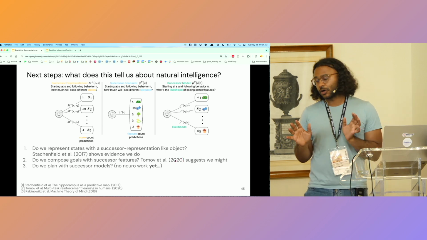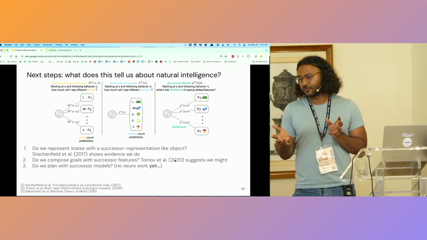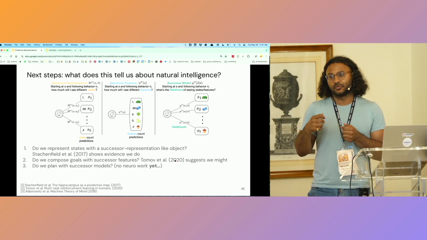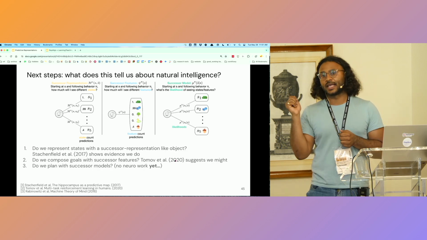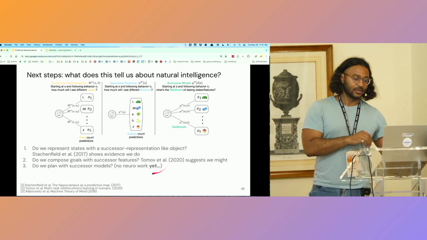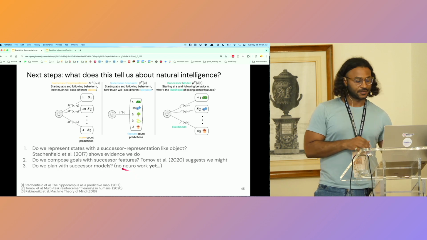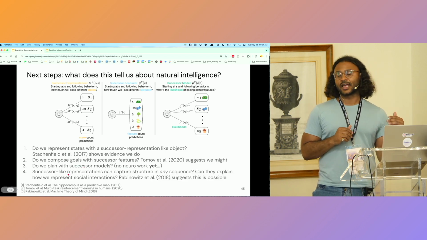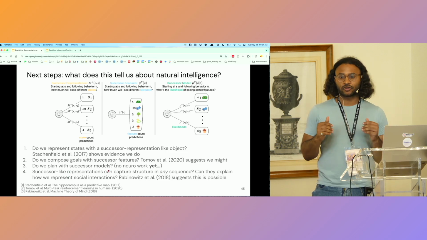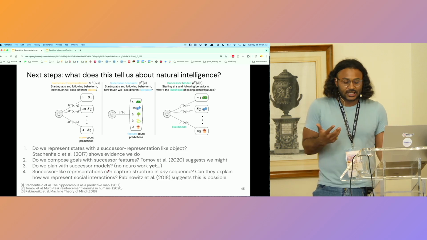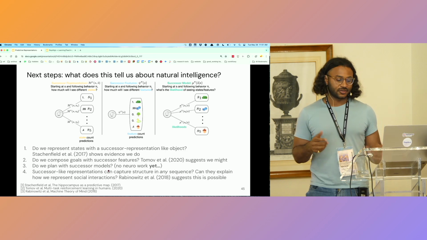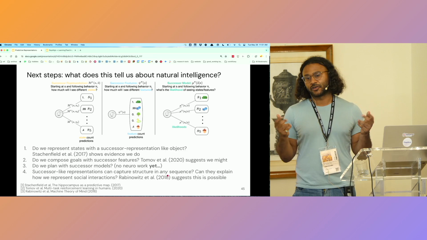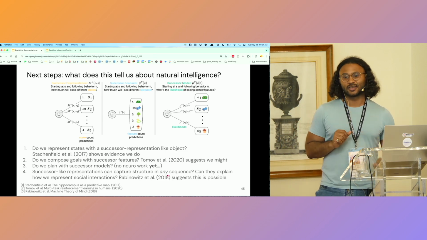There's no neuroscience or cognitive science work here yet, but I think this is a really interesting question, especially because we really do seem to have the ability to sample states from following a policy like this successor model does. And then the final one: successor-like representations can capture structure in any sequence. Can they explain how we represent things like social interactions? And Rabinowitz et al. suggest this is possible with machine theory of mind. So I'll leave it with these questions.